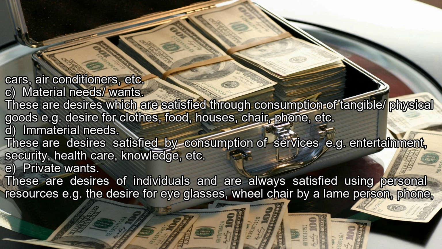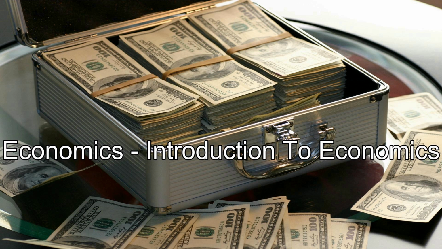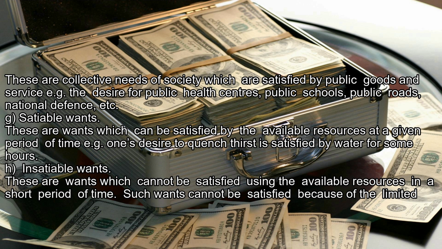Private wants. These are desires of individuals and are always satisfied using personal resources, e.g., the desire for eyeglasses, wheelchair by a lame person, fun. Public wants. These are collective needs of society which are satisfied by public goods and services, e.g., the desire for public health centres, public schools, public roads, national defence, etc.